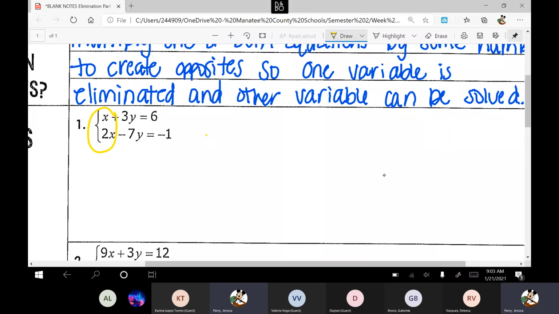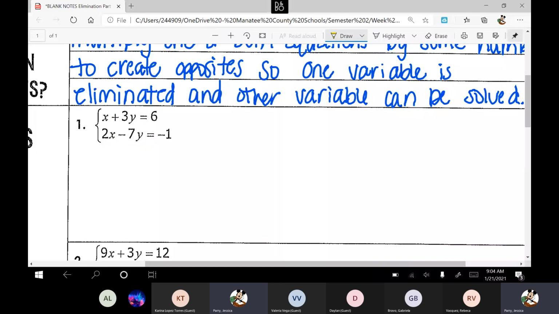Let's double check. Do we have any opposites? Are the x values opposites? For the first equation, we have a positive 1x. In the second equation, we have a positive 2x. Those are not opposites. So let's look at our y values. We have a positive 3y and a negative 7y. Again, those are also not opposites.